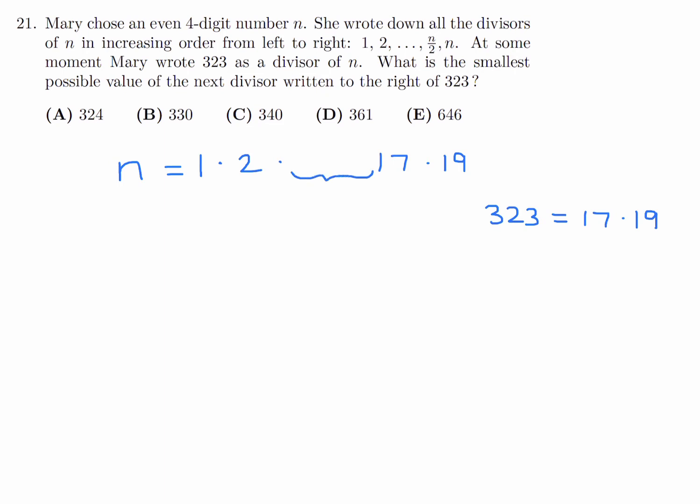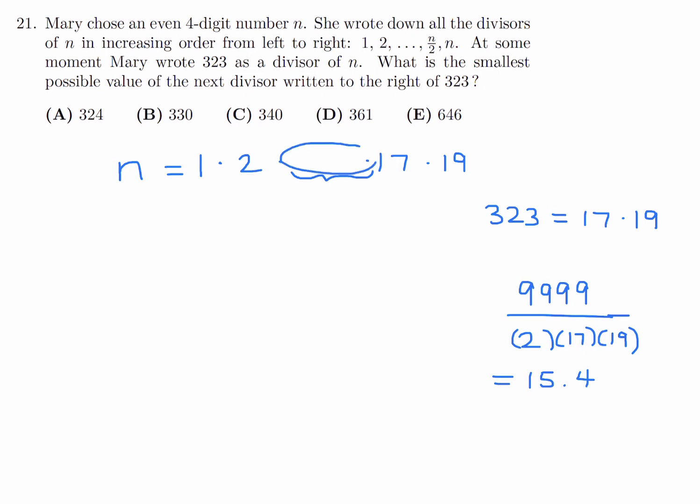Now, the remaining prime factors we don't know yet, but one thing we do know is that it's a 4-digit number. So the largest it could possibly be is 9999. And so far, we know the 2, 17, and 19 are prime factors. So if you take 9999 and divide by 2, 17, and 19, you get approximately 15.4. So that means that whatever prime factors are here, when they're multiplied together, they have to be less than or equal to 15. And they obviously have to be an integer.